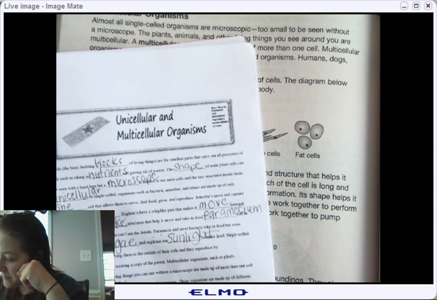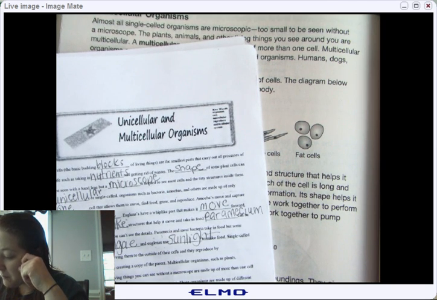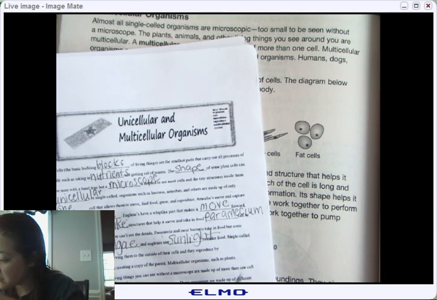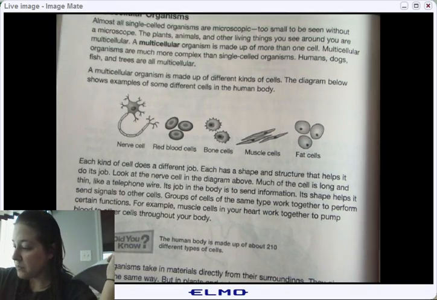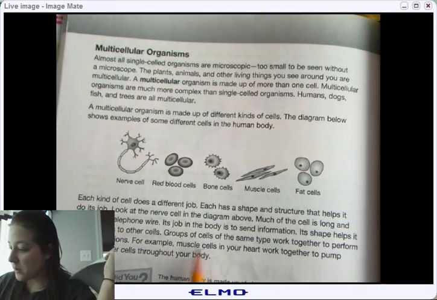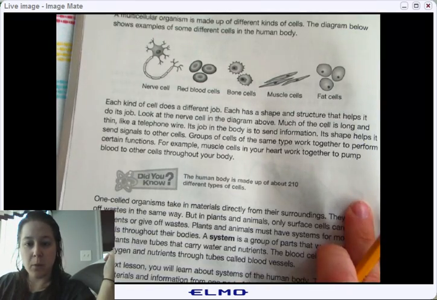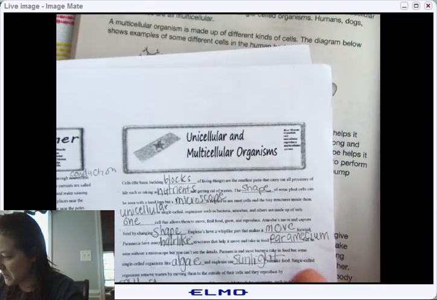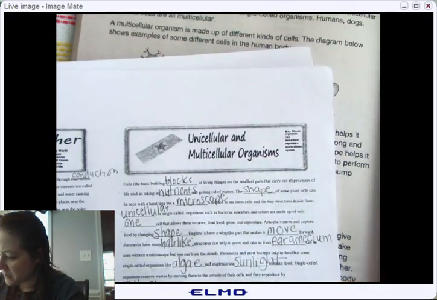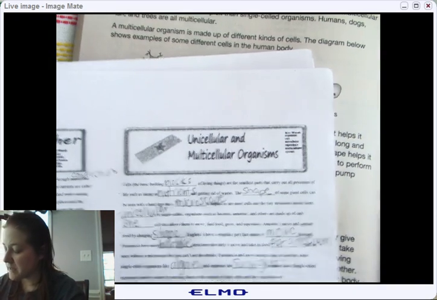Groups of cells of the same type, like muscle cells in your heart that pump blood, work together to perform certain functions. Multicellular organisms cannot take in and give off material directly from their surroundings.